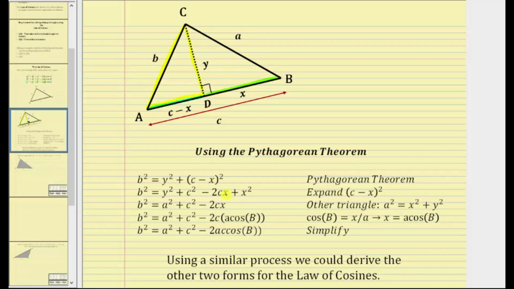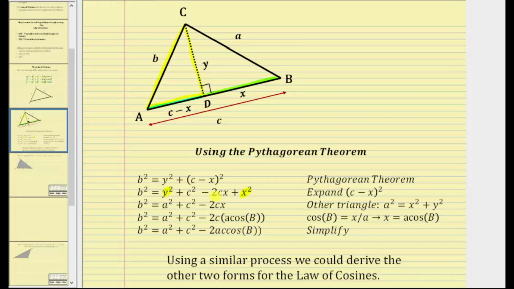And notice how our equation does have y squared plus x squared. So now we substitute a squared for x squared plus y squared, which gives us the third equation. We now know b squared is equal to a squared plus c squared minus 2cx. And now using the triangle on the right again, notice the cosine of angle B is equal to the ratio of the adjacent side to the hypotenuse, which gives us cosine B equals x divided by a. If we multiply both sides by a, we have x equals a cosine B.